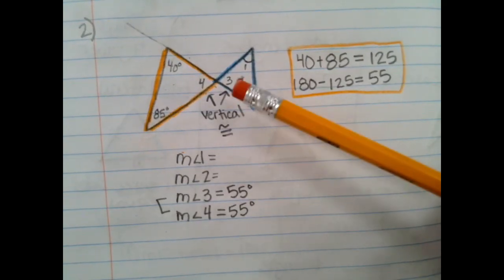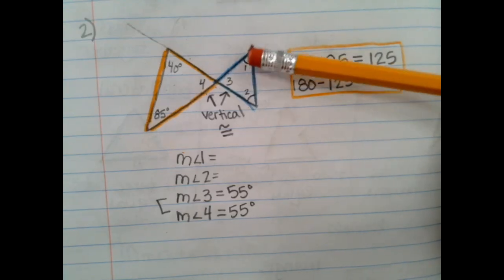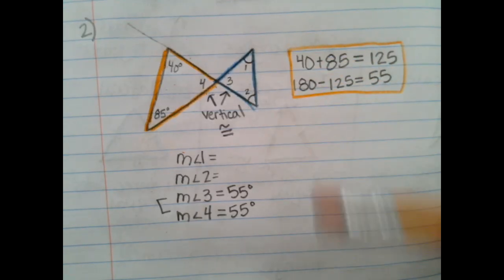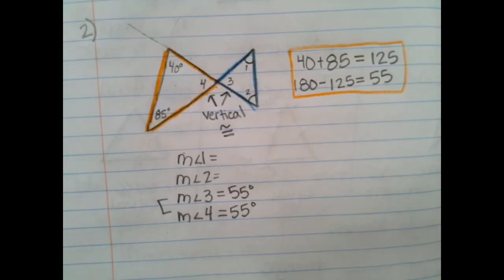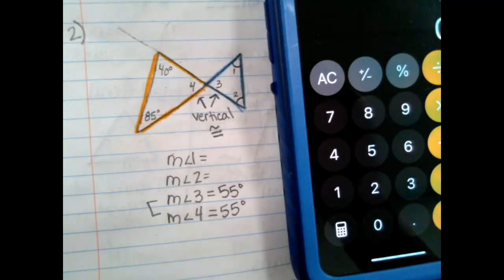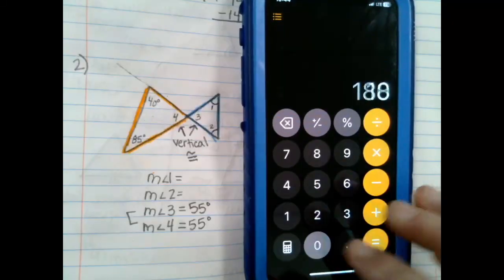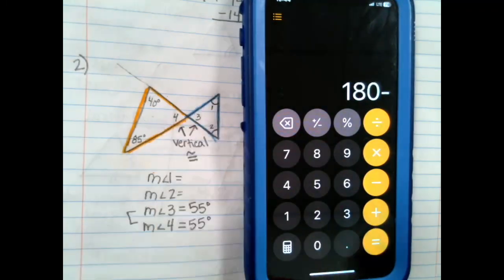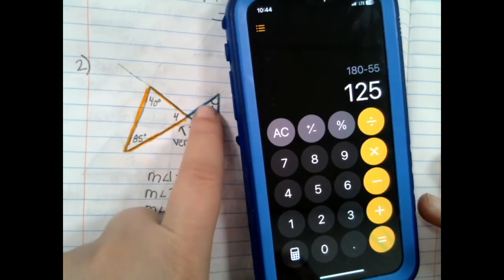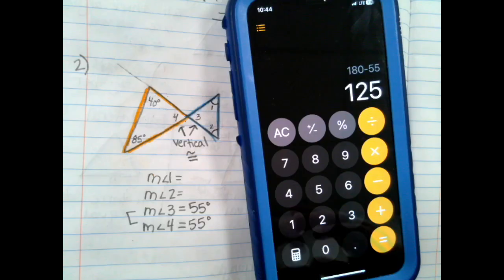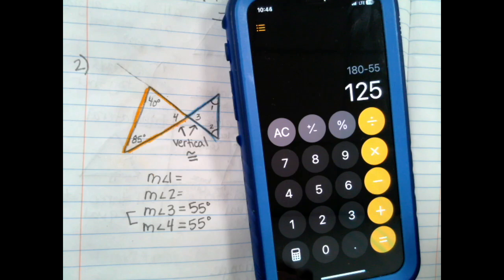Okay, now that I know angle 3 is 55, we can figure out angle 1 and 2. We know angle 1 and 2 are congruent, so we're going to get the same number here again. So the way I do this is I use a calculator and write the equation in my head. I'm going to start with 180. I'm going to take away the part we know. What's the part that we know? 55. I get 125, but that's for both 1 and 2 together. So I need to split it into 2 parts. So divide by what? 2. And we get 62.5.